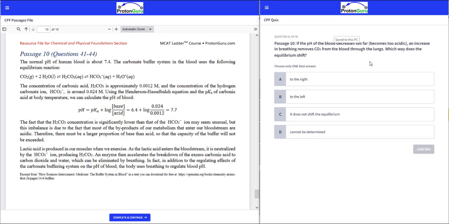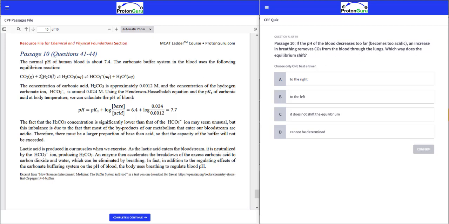Now we're on to our very last passage of this section, the Chemical and Physical Foundation section. There will always be 44 questions associated with passages in the biological and chemical and physical sciences sections. This passage is about the blood buffer system, which is a really high yield type concept to think about and learn about for the MCAT. The first question is, if the pH of the blood decreases too far, becomes too acidic, an increase in breathing removes CO2 from the blood through the lungs, which way does the equilibrium shift?